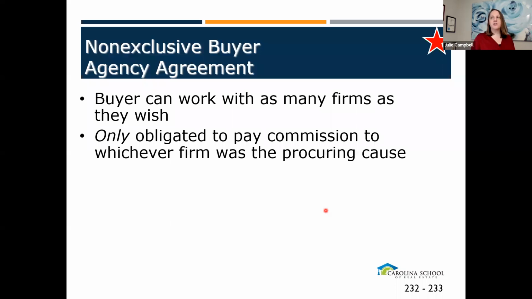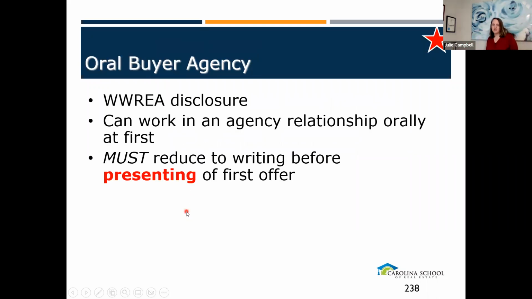So, non-exclusive buyer agency agreement. We do also have the opportunity when we first meet a buyer to work with them under an oral buyer agency agreement. Oral buyer agency is buyer agency. In an oral buyer agency agreement, I owe this buyer OCAR. This buyer is my client. We have orally created this relationship. It's a handshake agreement for right now. This is an express agreement, which means the terms have been clearly stated.